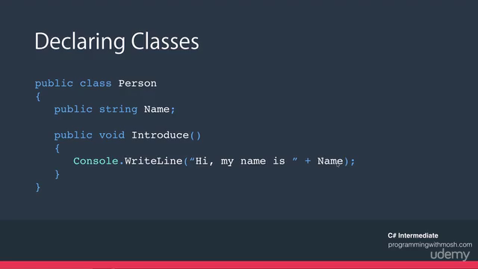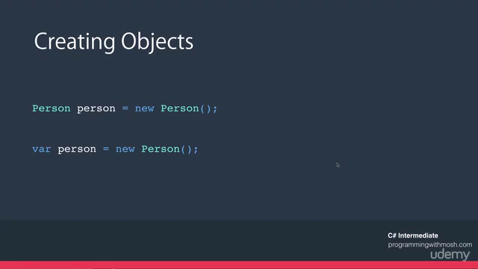Okay, now that we have a class, let's see how we can create an object or an instance from it. To do that, we use the new operator. So we start with the type of the class, in this case Person, we give it an identifier, and then we use the new operator along with the name of the class to initialize an instance of that class. Note that here we are using camel case for naming the person object.